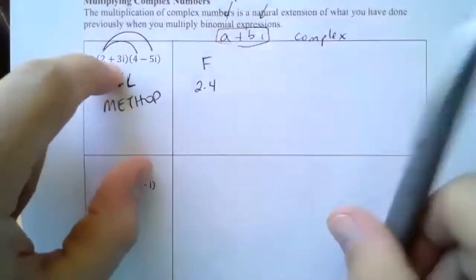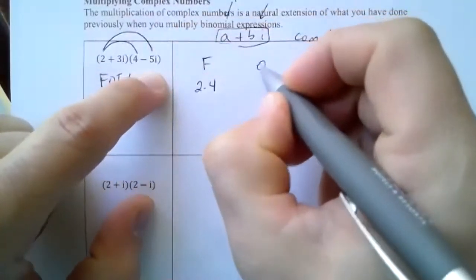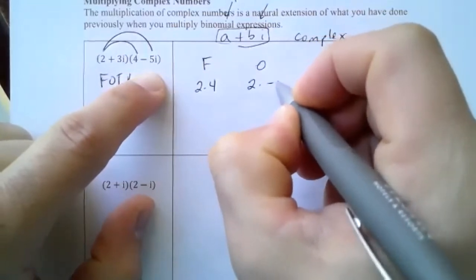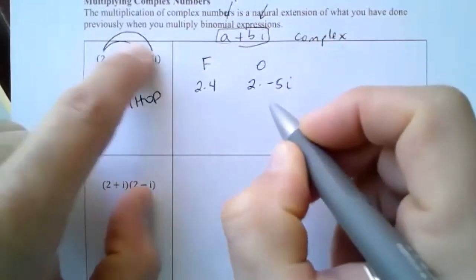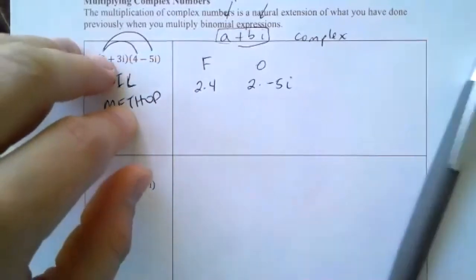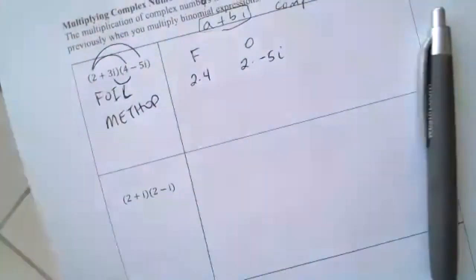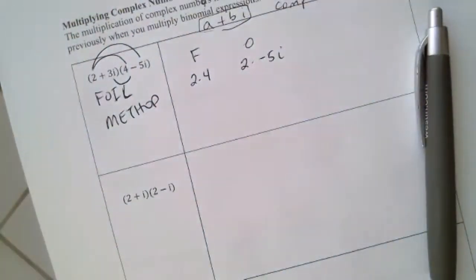Let's teach him some math too. Charlie. Okay, so 2 times negative 5i is the outer terms, okay? All right, so this is what you would multiply here to get the outer terms. Now, what's the inner terms? Okay, hold on.